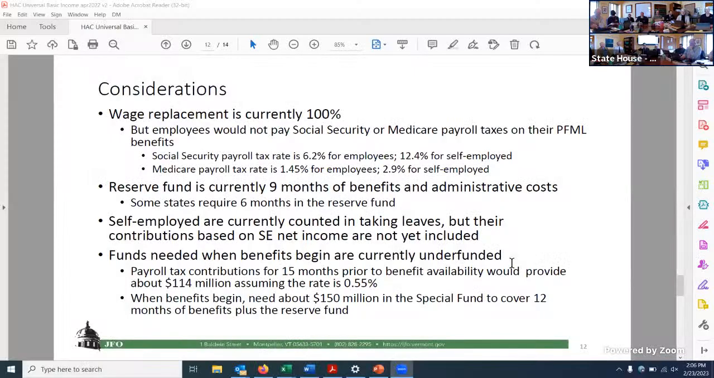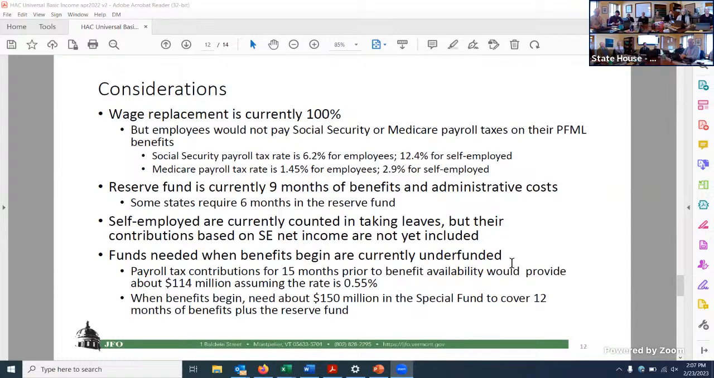The next point is one that we've already covered. So the self-employed are currently counted in taking leaves because they're part of the overall population, but their contributions based on self-employed net income are not yet included. The problem is that currently the tax department does not follow the self-employed net income carefully, and so they just don't have the statistics at their fingertips. They're working on it.